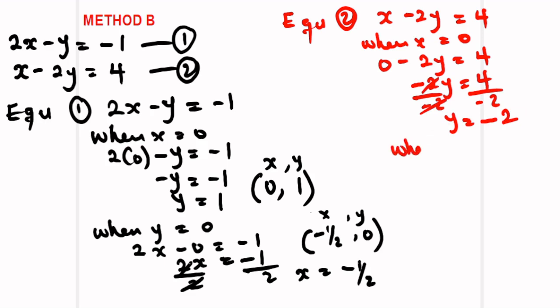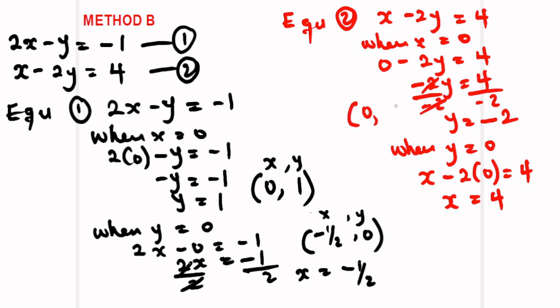Now let's make y 0. So when y is equal to 0, now we have to look for x. It becomes x minus 2 into bracket 0 equals to 4. Since y is 0, y will be eliminated. Now we're left with x equal to 4. So the coordinates for the first one are: when x is 0, y is minus 2. And the coordinates for this one are: when x is 4, y is 0. Now you see these values we got here, we're going to take them over to the graph, and then we can plot.